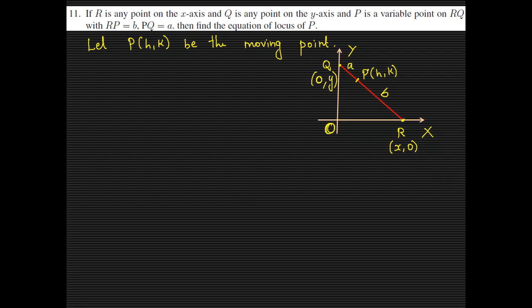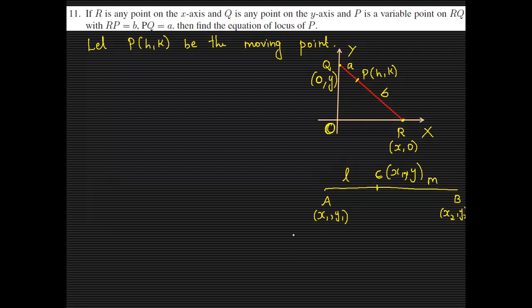If P is the midpoint, we can use the midpoint formula to get the values of H and K. But here P is not the midpoint, so we have to use the section formula. Let me recall the section formula. I'm taking the endpoints to be A and B, with coordinates of A as x1 comma y1 and B as x2 comma y2. I am taking any point C inside AB, that point to be x comma y, and the length AC is L and CB is M.